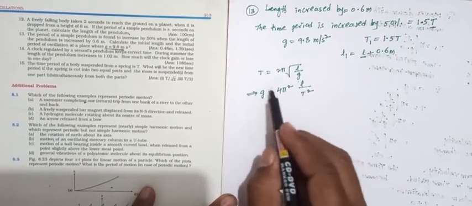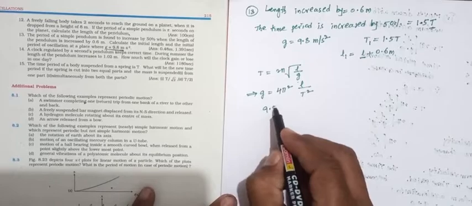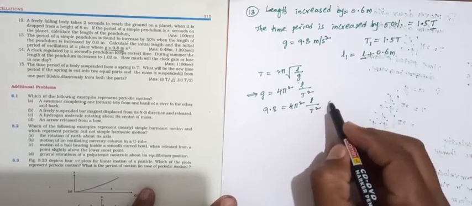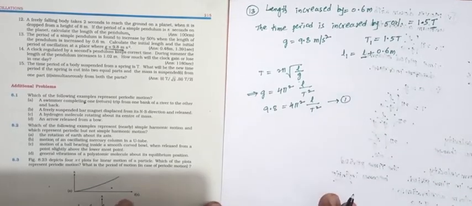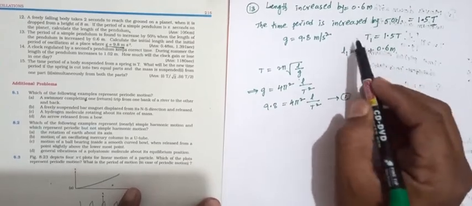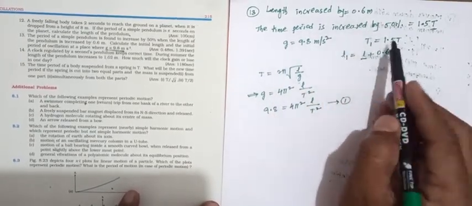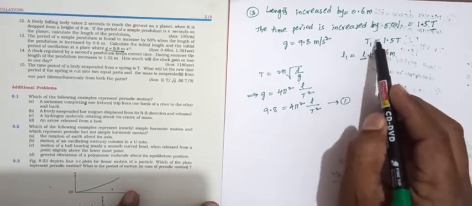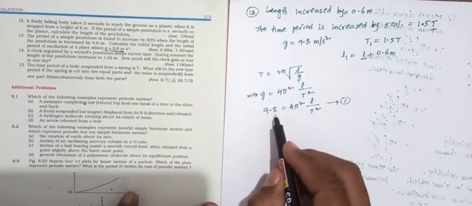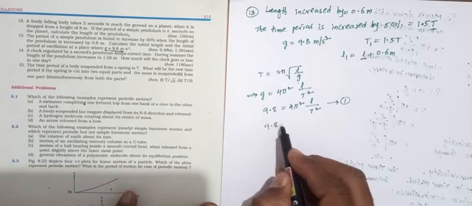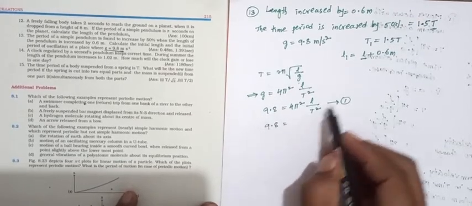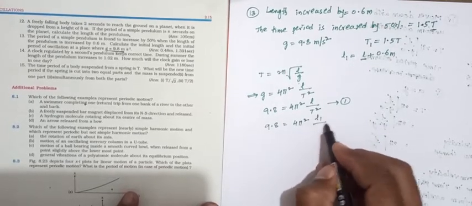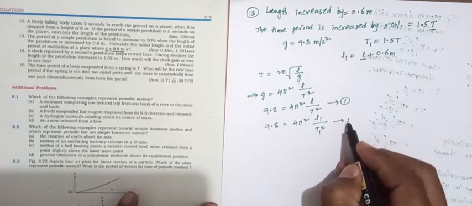Here the acceleration due to gravity is constant, so 9.8 equals 4 pi square L by T square. So this is equation number 1. For example, we consider the increased length as L1 and the increased time period as T1, so the acceleration due to gravity is constant. For the second equation, 9.8 equals 4 pi square L1 by T1 square. So this is equation number 2.